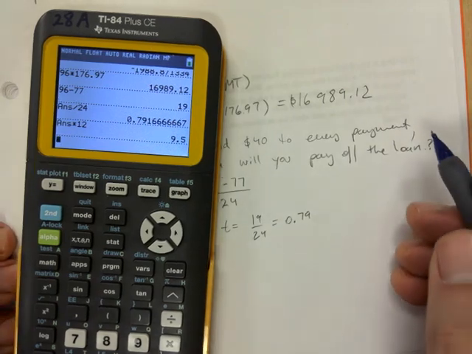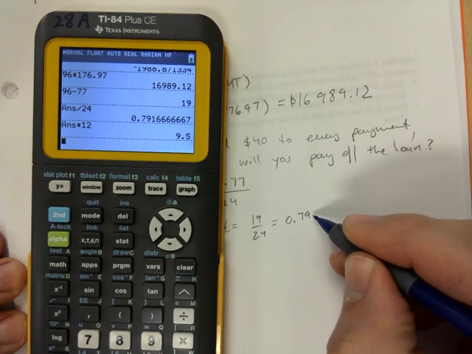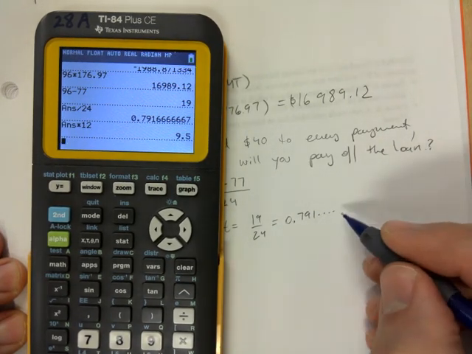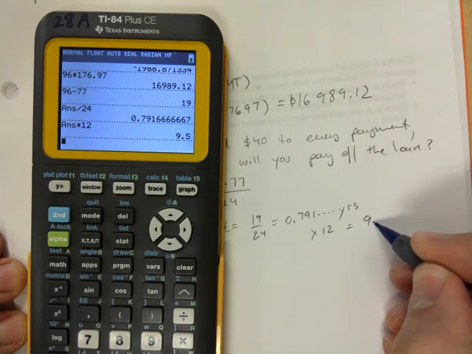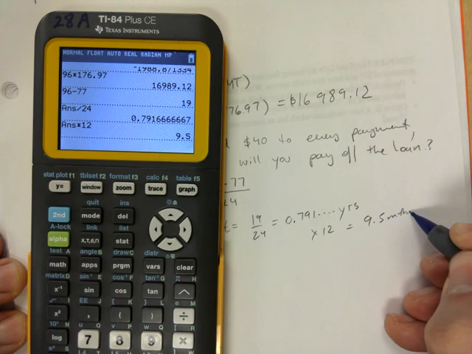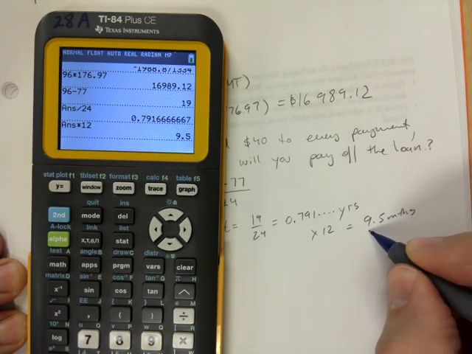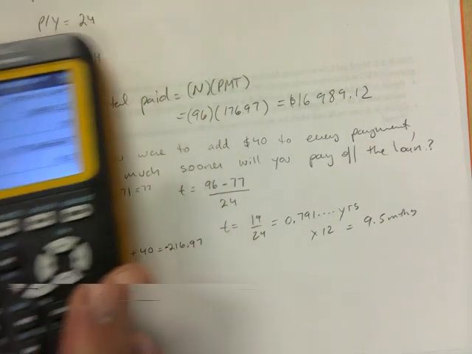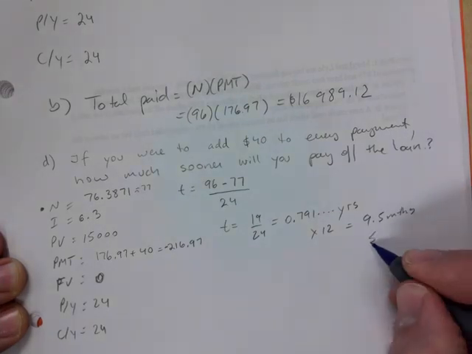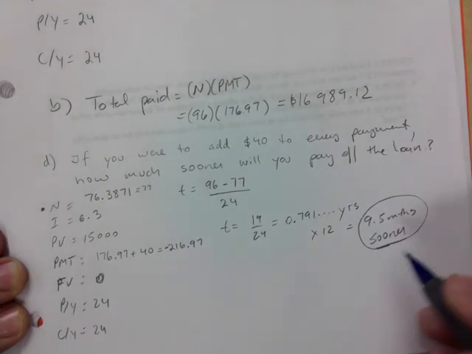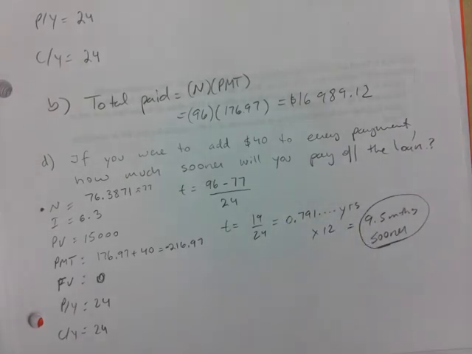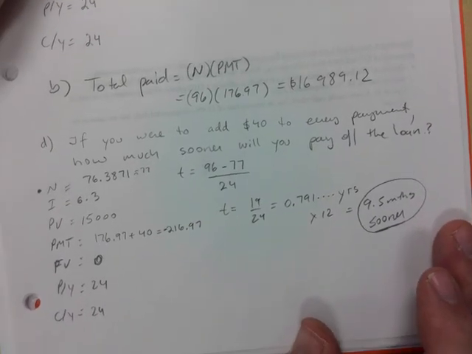I would have to be more specific on a question, like how do you need to state it, right? So we just go times 12, that'd be 9.5 months sooner. Okay, in months, or 0.79, almost 0.8 of a year sooner. So that's how much you will save.